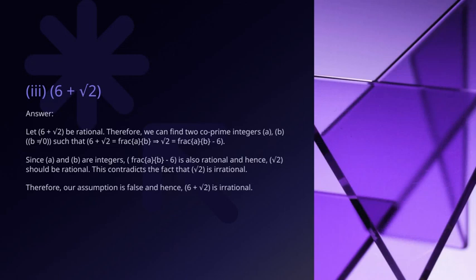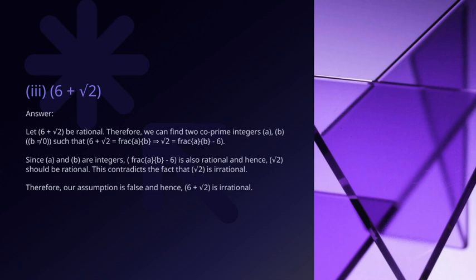So based on our previous assumptions, we see that they turn out to be false. This leads us to conclude that the expression 6 plus square root 2 must be irrational. Now, since both a and b are integers, the difference, a/b minus 6, is also rational. And because a/b minus 6 equals square root 2, it suggests that square root 2 should be rational as well. But we know from earlier that square root 2 is irrational, so this is a contradiction.